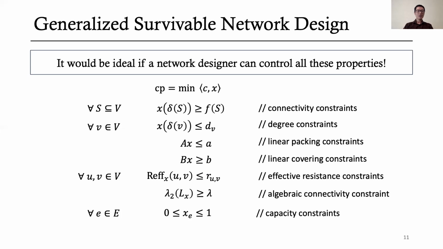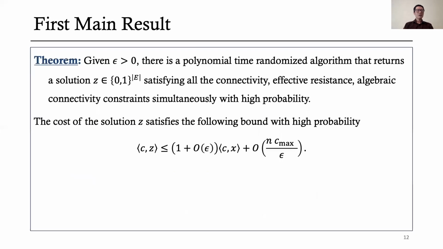Then let's consider our progress towards this problem. Our first main result: we show that there is a polynomial time randomized algorithm that returns a 0-1 integral solution satisfying all the connectivity, effective resistance, and algebraic connectivity constraints simultaneously with high probability. And the cost of the returned solution is not far away from the fractional optimal value. They are subject to some additive error terms, where n is the number of vertices and c_max is the largest cost in the input.